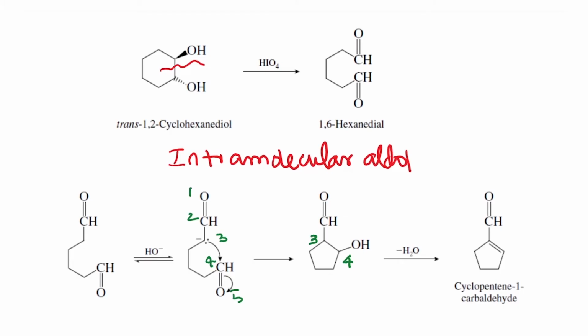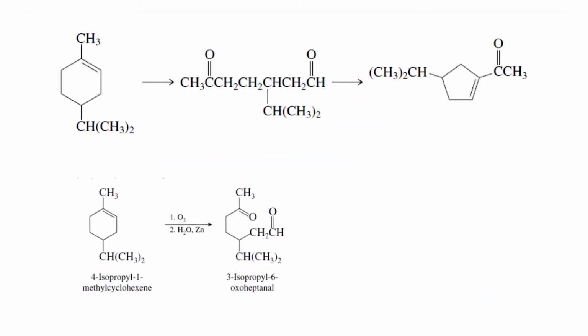And now under basic conditions, you can understand that there would be an enolate that is produced, and the enolate could rearrange and give you this product. So the reagent that you need to use here is basically base. You can use sodium hydroxide or potassium hydroxide, and that gives you the intramolecular aldol reaction to give you the product. Now let's look at the next question.